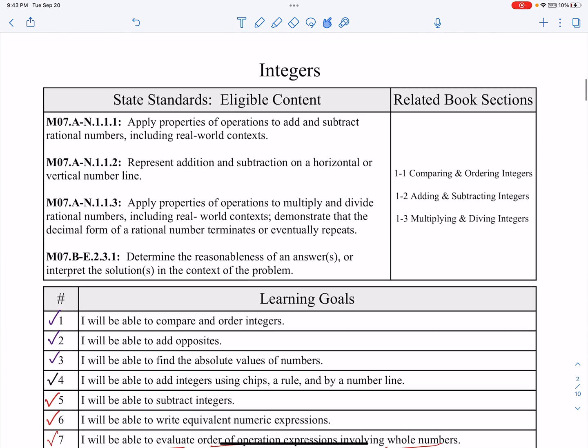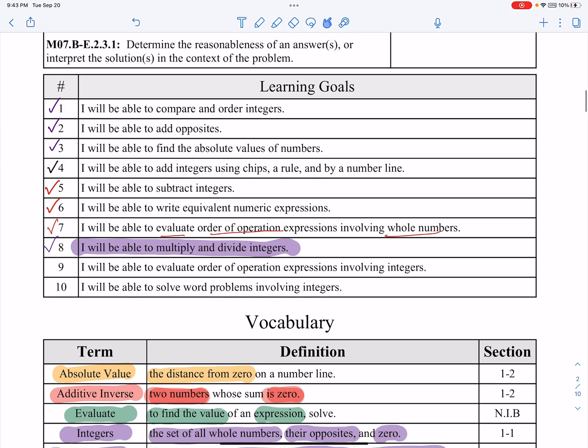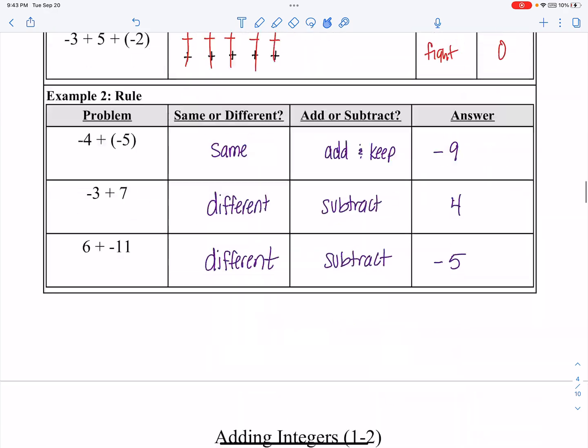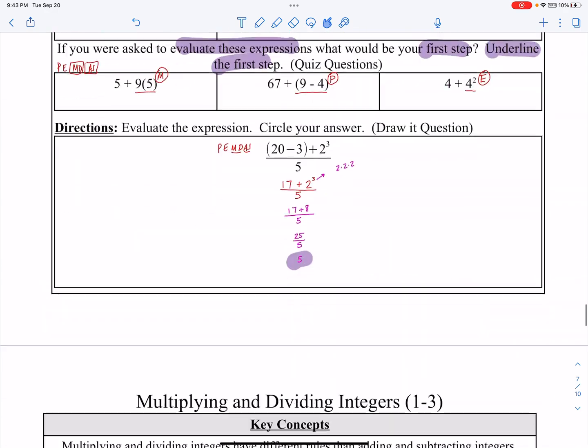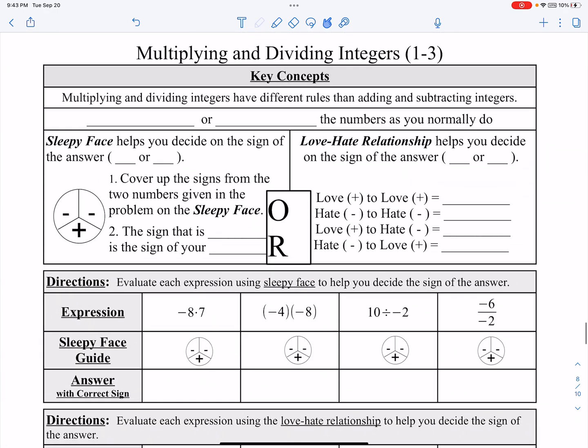Let's take a look at learning goal number 8. It says, I will be able to multiply and divide integers. So let's head back down to that lesson today and take a look. So the first thing to realize is that multiplying and dividing integers is not the same rules as addition and subtraction of integers.